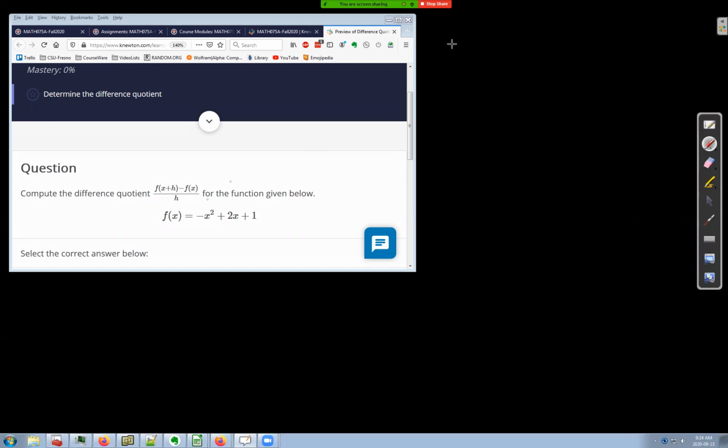Okay, so the way I think about the difference quotient is I think there are three ingredients. There's the f of x, and then there's the f of x plus h.